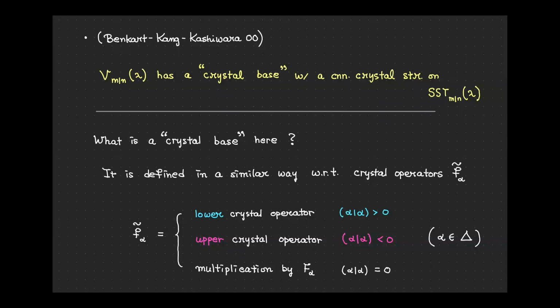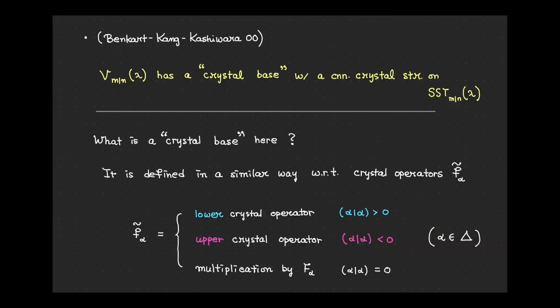Then maybe I have to say what the crystal base is here. What is the definition here? Okay, so it is defined in a very similar way. The formal definition looks the same, but the only difference is the crystal operator here. So the crystal operator depends on the parity of the simple root and also the sign of the norm of the even simple root.